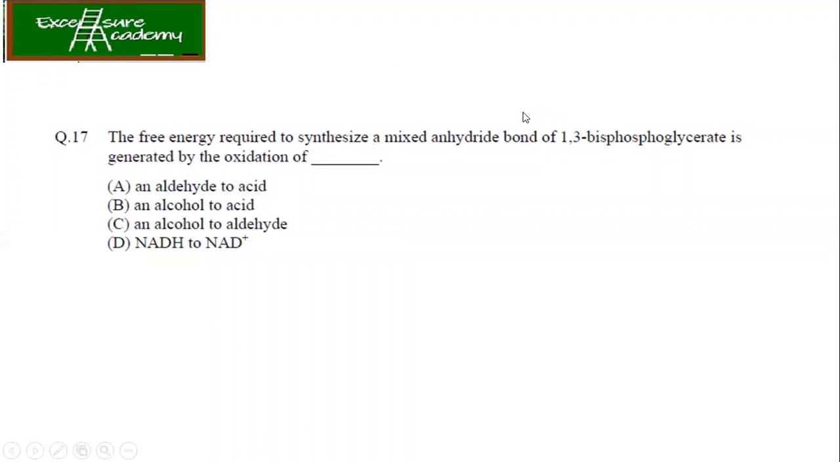Now, the free energy required to synthesize a mixed anhydride bond of 1,3-bisphosphoglycerate is generated by the oxidation of dash. Okay, the options are aldehyde to acid, alcohol to acid, alcohol to aldehyde, or NADH to NAD+. So in this case, if you see the reaction, should I make the structure? Okay, let's make the structure over here. So this is your glyceraldehyde 3-phosphate.